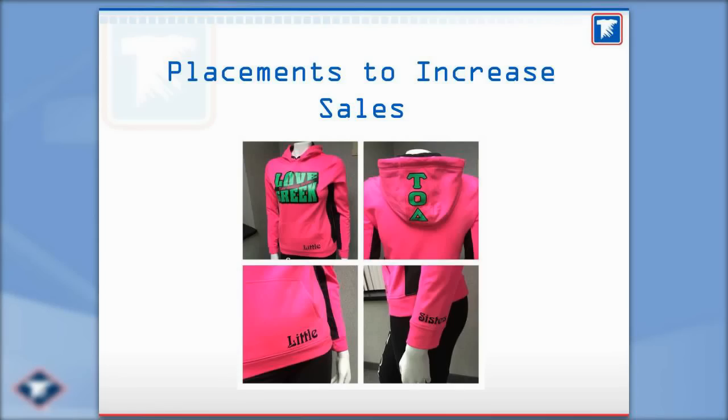But in this case, you'll notice we have the word little on the bottom of the muff pocket on the front of the hoodie. And then we've got the word sisters on the sleeve. And again, this is a really easy gang sheet to do because we were already doing the love Greek with the Greek letters. And both of those designs, while they look nice, they're not huge. So it was easy to put little sisters on the same gang sheet. And it doesn't cost any extra, super simple to accomplish. So again, just some ideas here to think outside the box.